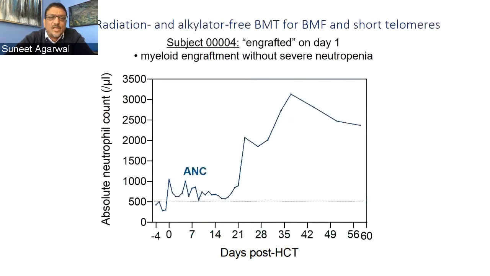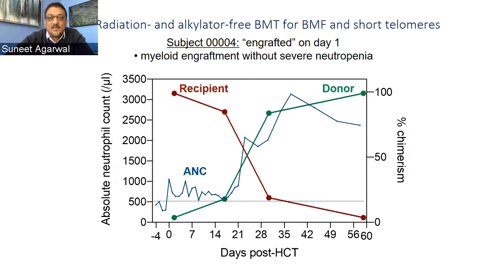With regard to the patient who engrafted on day 1, this was the patient's ANC after transplant. The patient didn't have an ANC less than 500 during the entire protocol. It came in mainly with thrombocytopenia rather than very severe neutropenia. What we found in the background was that over the course of 60 days, the patient's myeloid chimerism shifted entirely from recipient to donor, which shows some of the limitations in the endpoints of the protocol here.